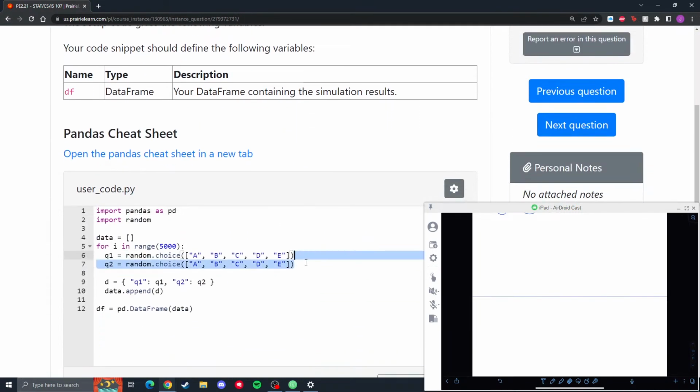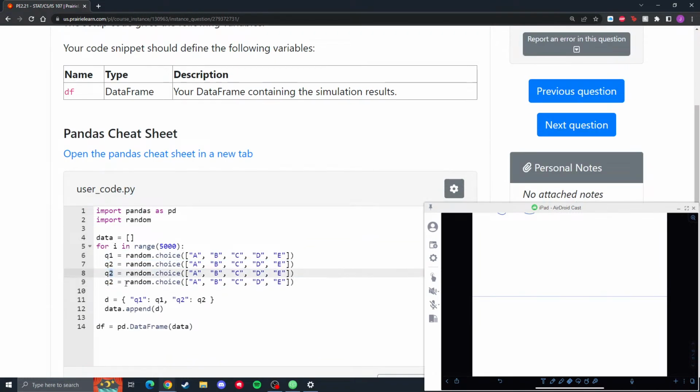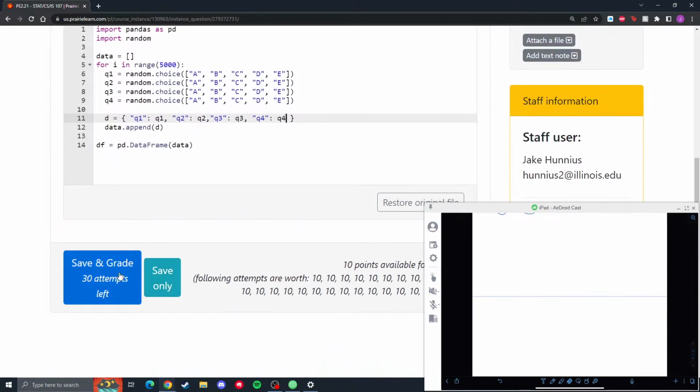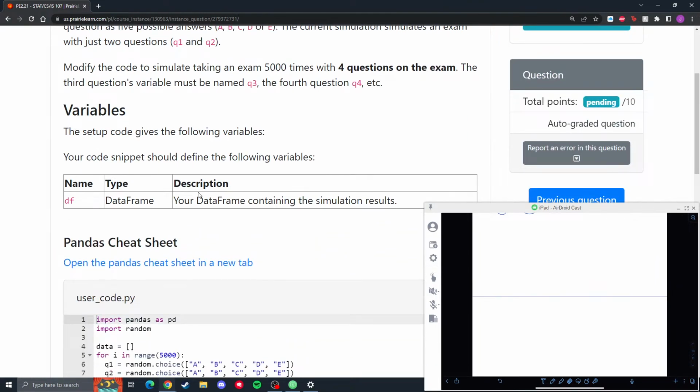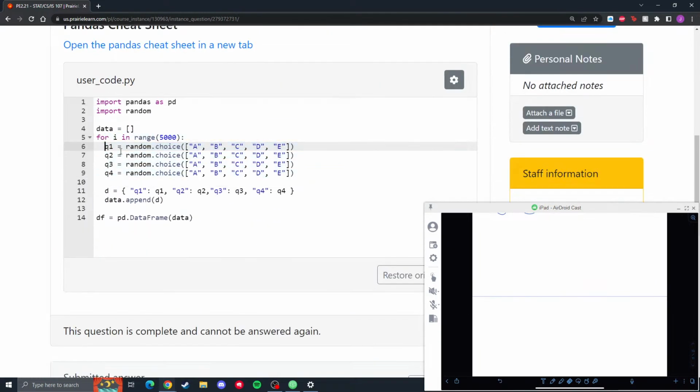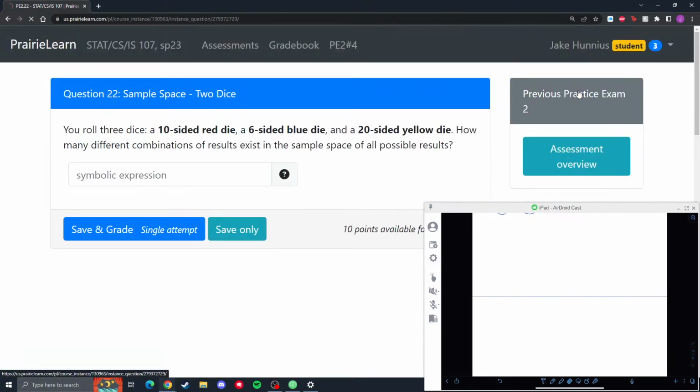All right, for the current simulation we need to add 4 questions. So we'll just go here and go 3 and 4, and then we'll go ahead and copy this, and we'll change it to 3, 3, 4, 4. Yeah, this one we just have to manipulate what they already gave to us. All right, to get the sample space of possible results, in this case it's talking about the numbers, not the colors. So we can just go 10 times 6 times 20, and that's the total number of combinations of numbers we can get.